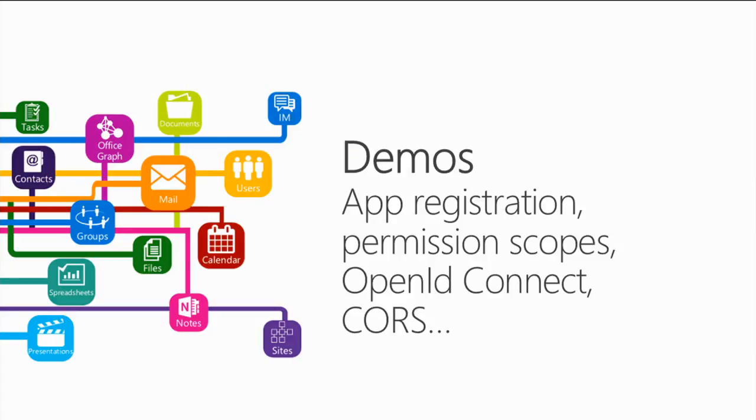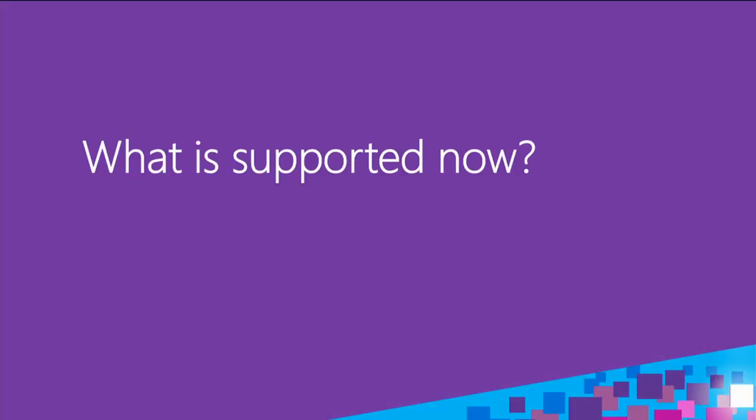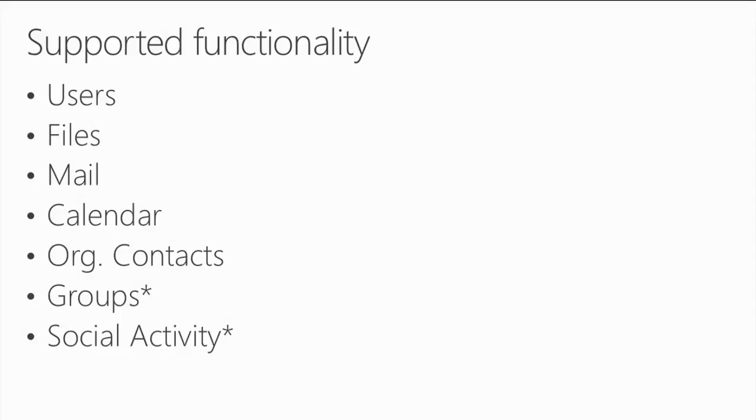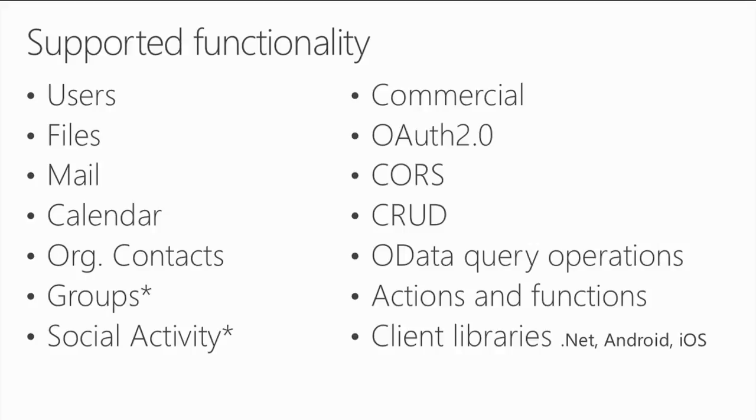Okay. So what we saw in that demo was CORS, OpenID Connect, and the registration flow. I'm going to go to talking about what's supported now. So in terms of supported functionality, we have users, files, mail, calendar, and organizational contacts available through the API. Groups and social activity are with an asterisk right there because of the comment that I made around not being in production today. But there will be by the end of the month, or actually even before that.